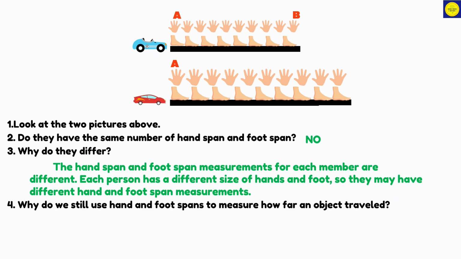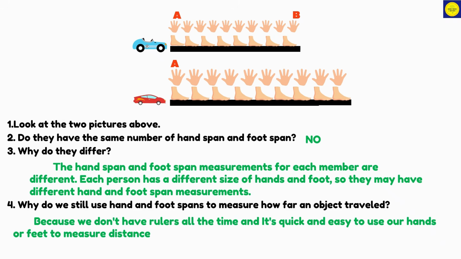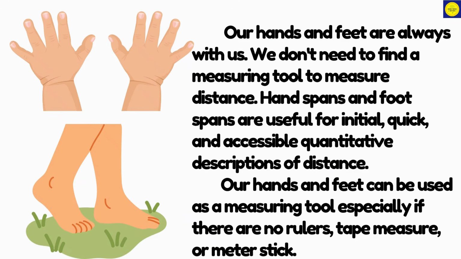Why do we still use hand and foot spans to measure how far an object traveled? Because we don't have rulers all the time, and it's quick and easy to use our hands or feet to measure distance. Our hands and feet are always with us. We don't need to find a measuring tool to measure distance.